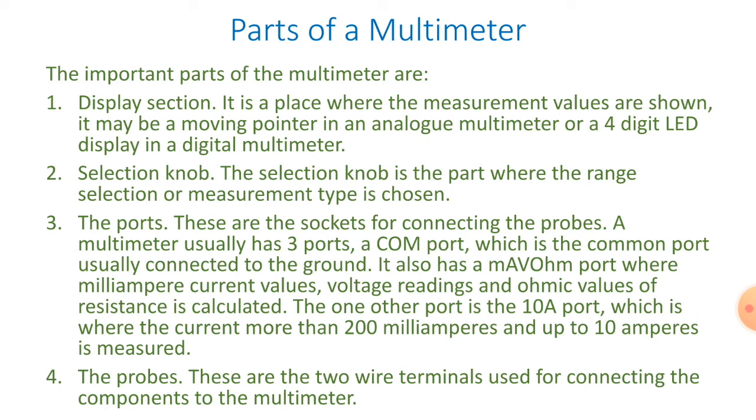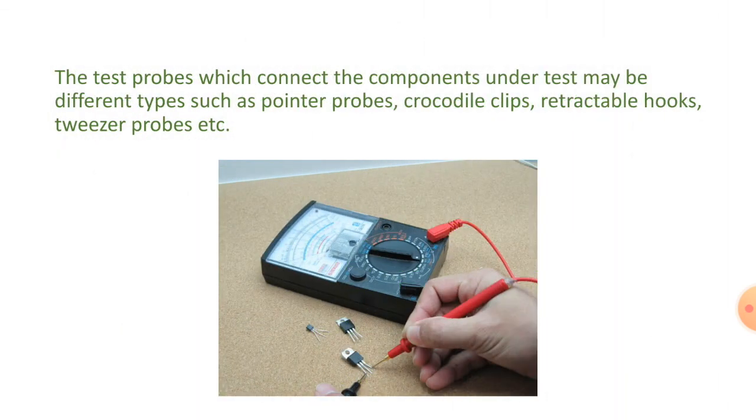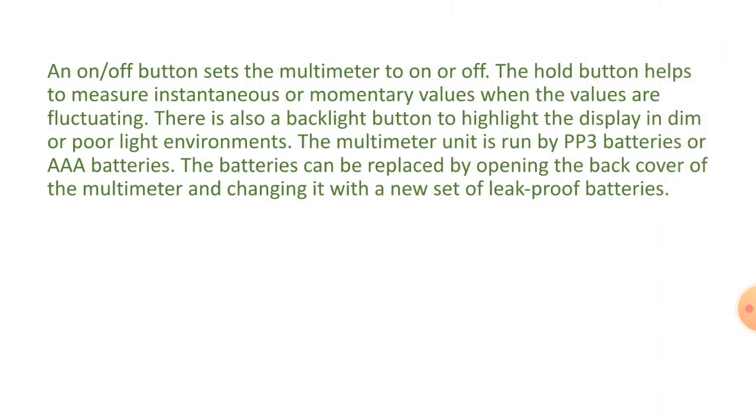4. The probes. These are the 2 wire terminals used for connecting the components to the multimeter. The test probes which connect the components under test may be of different types such as pointer probes, crocodile clips, retractable hooks, tweezer probes, etc. An on-off button sets the multimeter to on or off. The hold button helps to measure instantaneous or momentary values when the values are fluctuating. There is also a backlight button to highlight the display in dim or poor light environments.